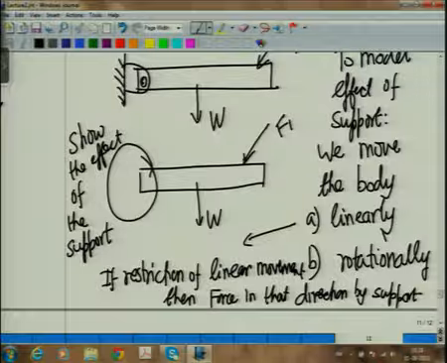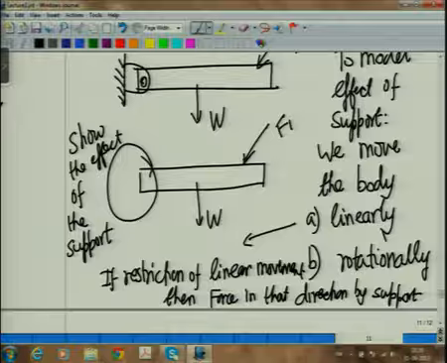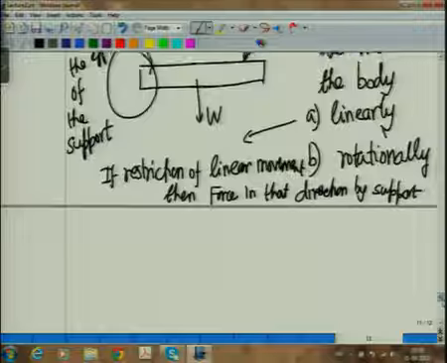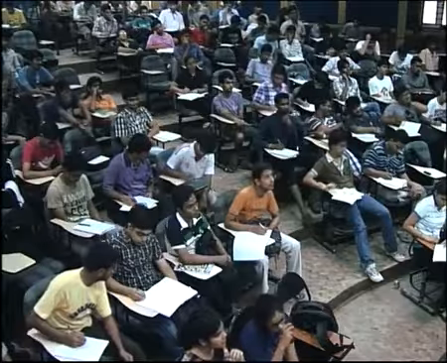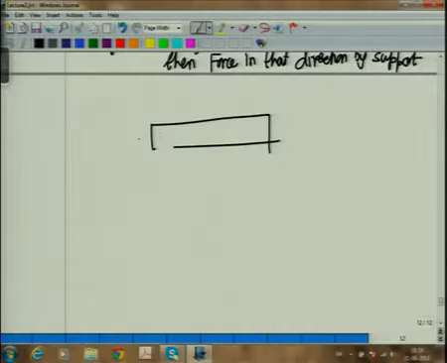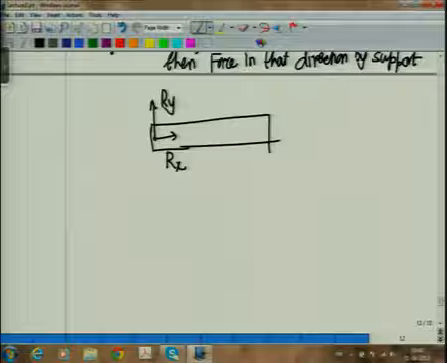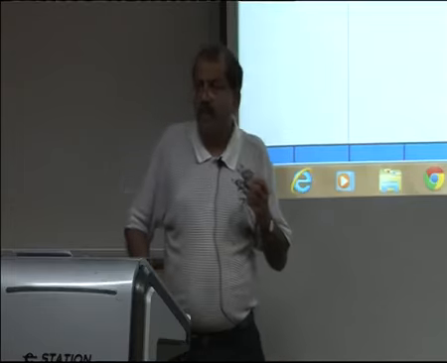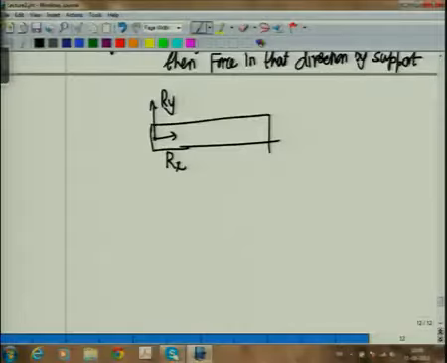Okay? So that means in this case when I draw this, let's draw the free body diagram again, and I will focus now only on this point. I will have a reaction in x direction and a reaction in the y direction. Now this is a planar problem.